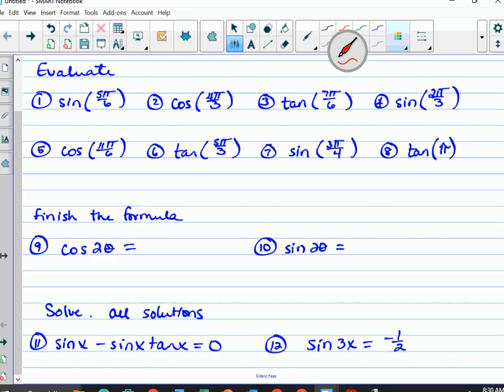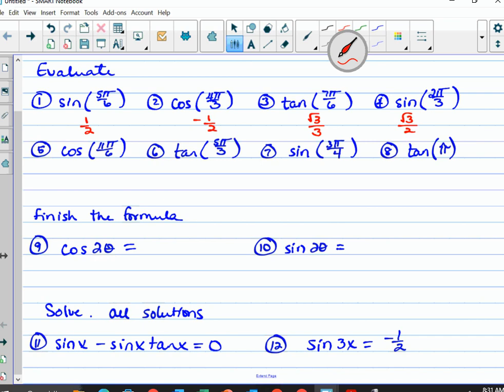All right, guys, let's start filling in the top part here. What is the sine of 5 pi over 6? 1/2. Cosine of 4 pi over 3. Negative 1/2. Tangent of 7 pi over 6. Not negative because it's in the third quadrant. There you go. All right, sine of 2 pi over 3. Oh, holy cow. Okay.